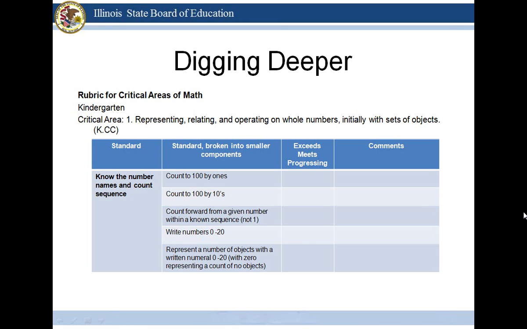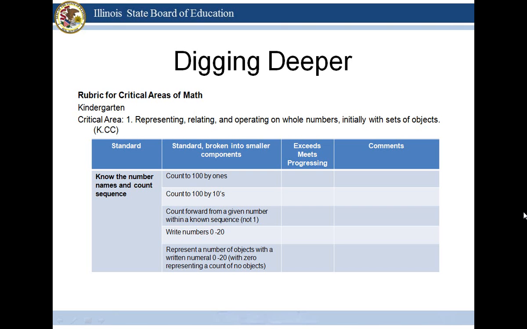Look at your grade level's critical area standards. Break down each standard into simpler components that you can teach and assess for each student. You may want to record when you present a component of a standard, as well as recording where individual students are in their understanding. For example, for kindergarten, the standard is know the number names and count sequence.